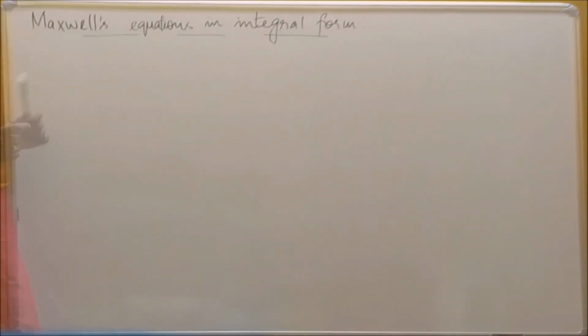Now the topic is Maxwell's equations in integral form. We already learned about electric fields, electric charges, magnetic fields, electromagnetic induction, and alternating current. All this knowledge can be contained in a set of four equations. That is Maxwell's equations. The first one is Gauss law.